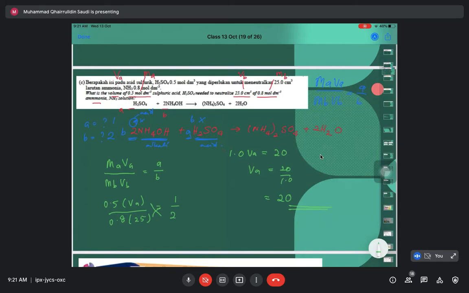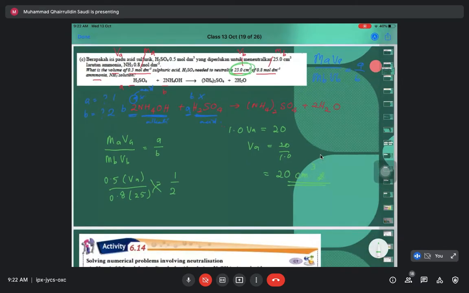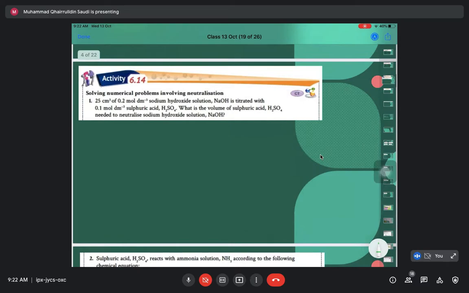Centimeter cube. Yes, good. Centimeter cube. Okay, because the volume for base or alkali is in centimeter cube as well. Great. Next one. Proceed. 25 centimeter cube, 0.2 mole per dm cube of sodium hydroxide.